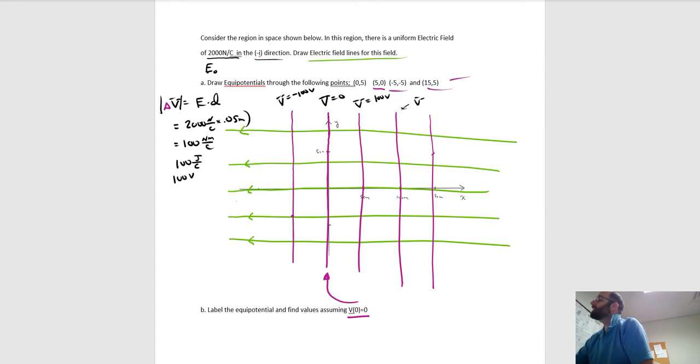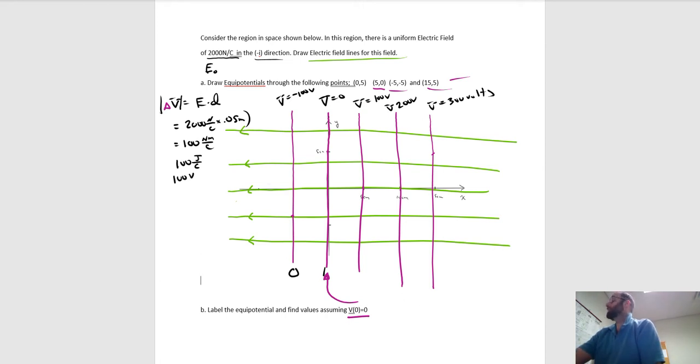This one right here, the potential is now 200 volts. Let me write this. 200 volts is the potential of that line, and then this one is 300 volts, and so forth. Now, you can put a 0 anywhere you want. Had we put the 0 here, this one would be 100, this one 200, 300, 400.